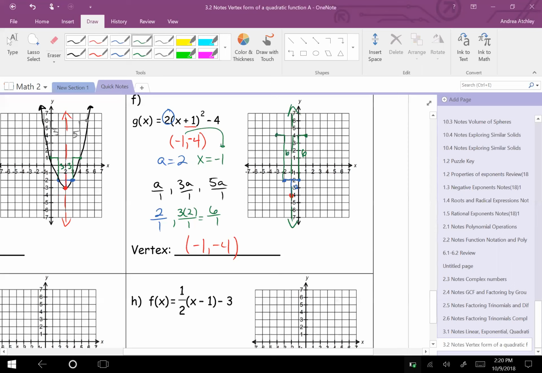How many ways to go up the next time? 10. Can I go 10? Okay, so we're done. We can just do those two. And so that is my beautiful parabola.